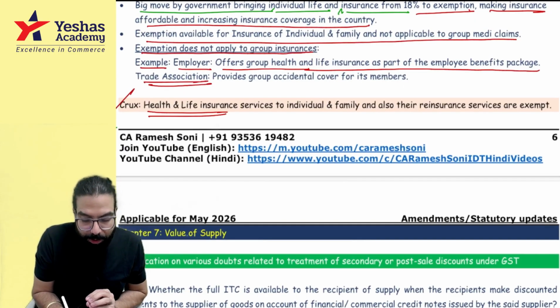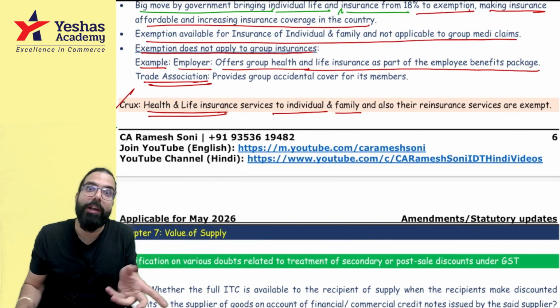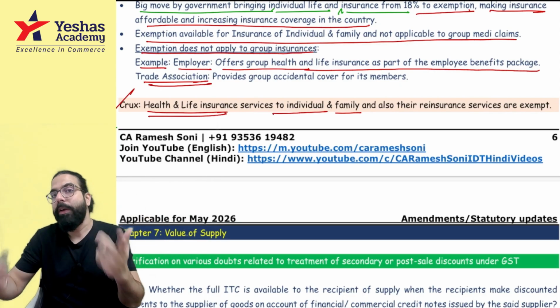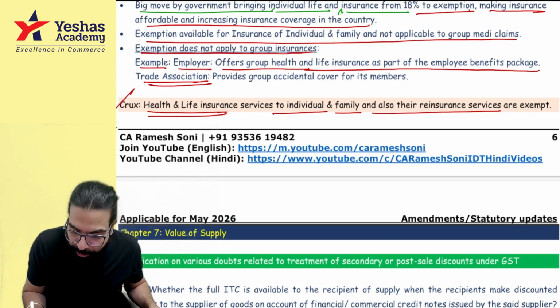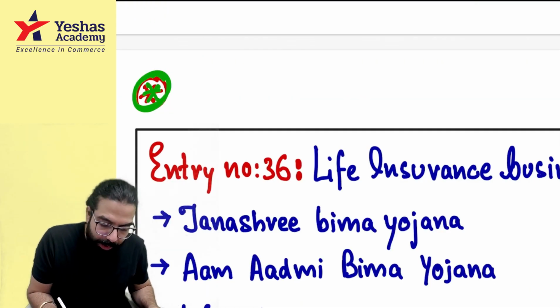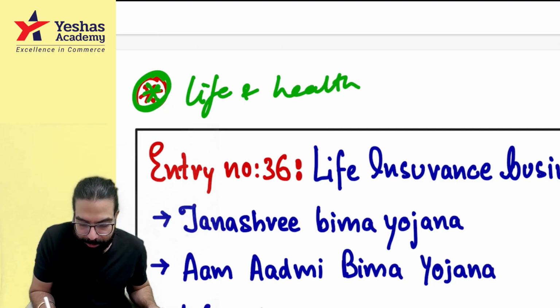Life insurance and health insurance services to individual and family, and also reinsurance. So life insurance and health insurance is exempt. If reinsurance is done, that is also exempt. That's all that has been told: their reinsurance services are exempt. So, sir, can we write it down in the chart? Life and health insurances.